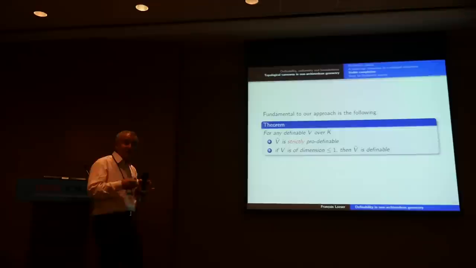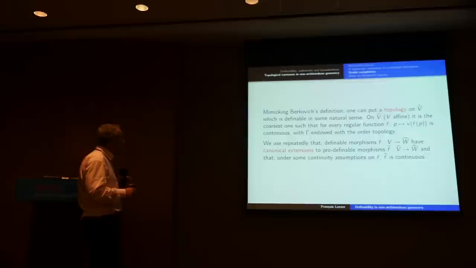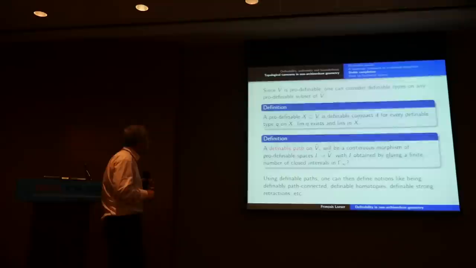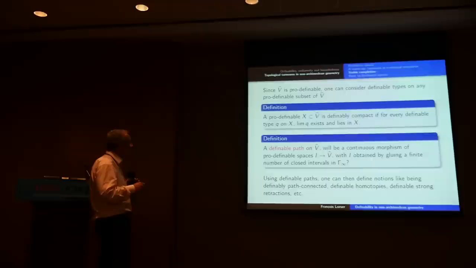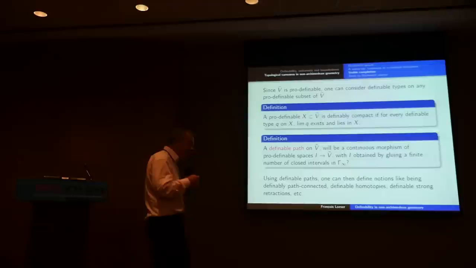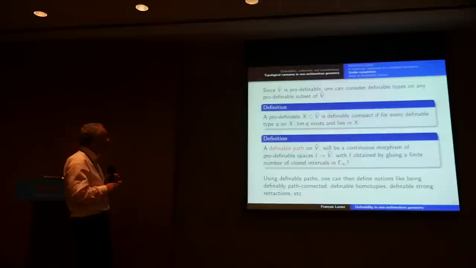Okay? And so we can mimic Berkovich's definition and we can put a topology on V hat. Now, since V hat is pro-definable, we can consider definable types on any pro-definable subset of V hat. I defined definable types on definable sets, but here you have an inverse system instead, and one can also define definable types on V hat. This is a bit strange because V hat is a space of definable types, and we now consider definable types on the set of definable types. It's a bit strange at first sight, but this is life.